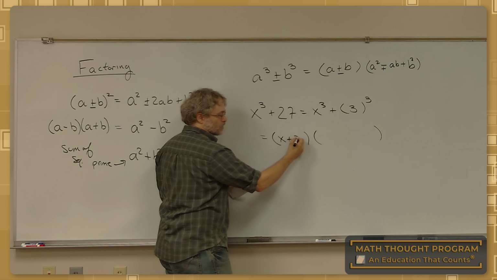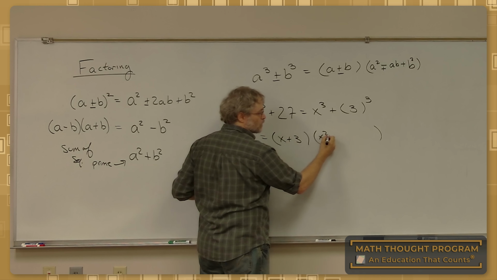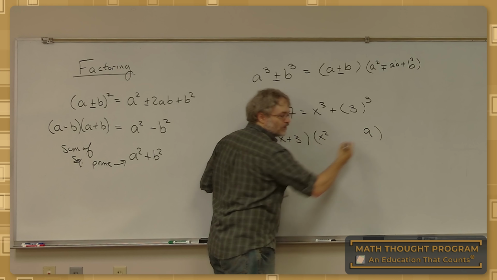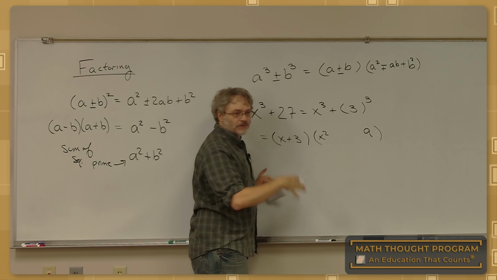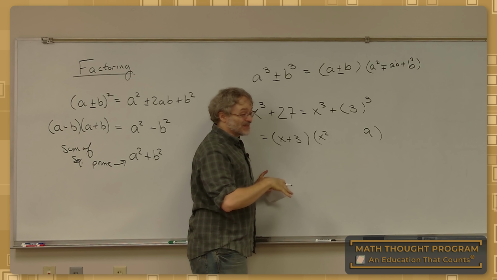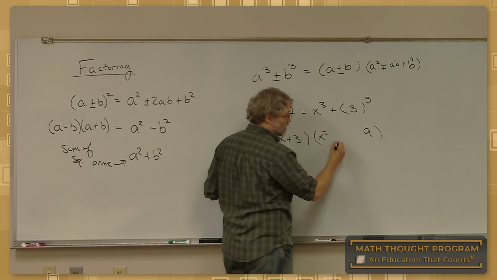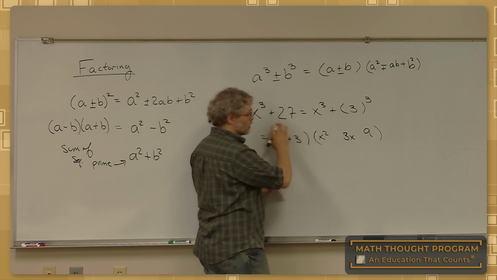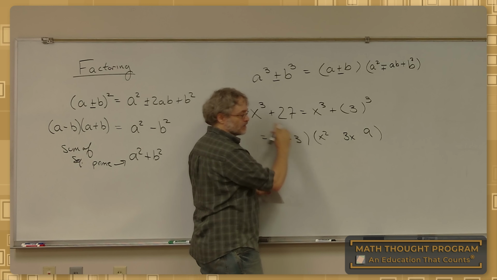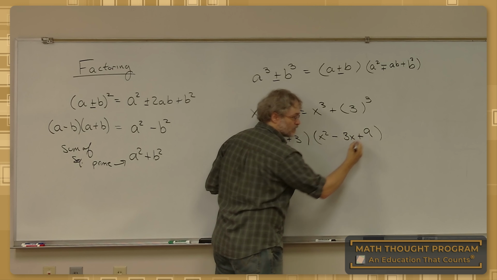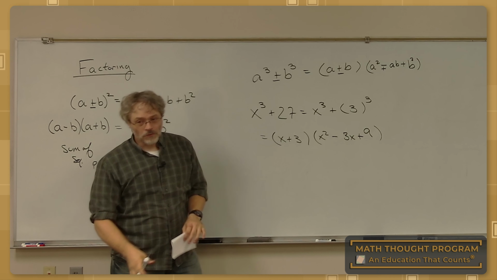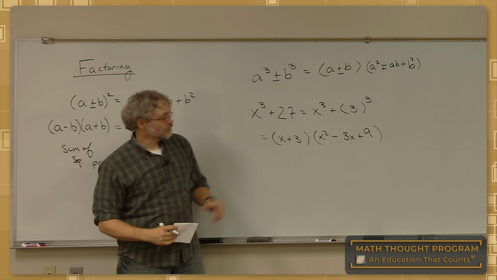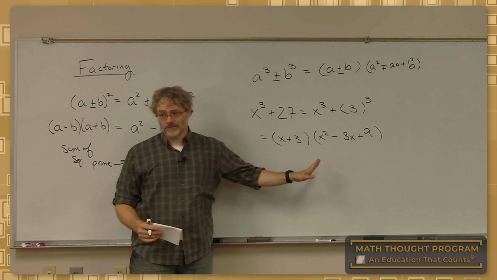We have x plus 3. We'll have an x squared. You will have a 9. You're still going to square that, but don't forget about the piece in the middle. And it's not 2ab, it's just going to be ab. So this is going to be 3x. And be mindful of the signs. Minus and then plus. And you can always go back to check your work by taking this and expanding out.